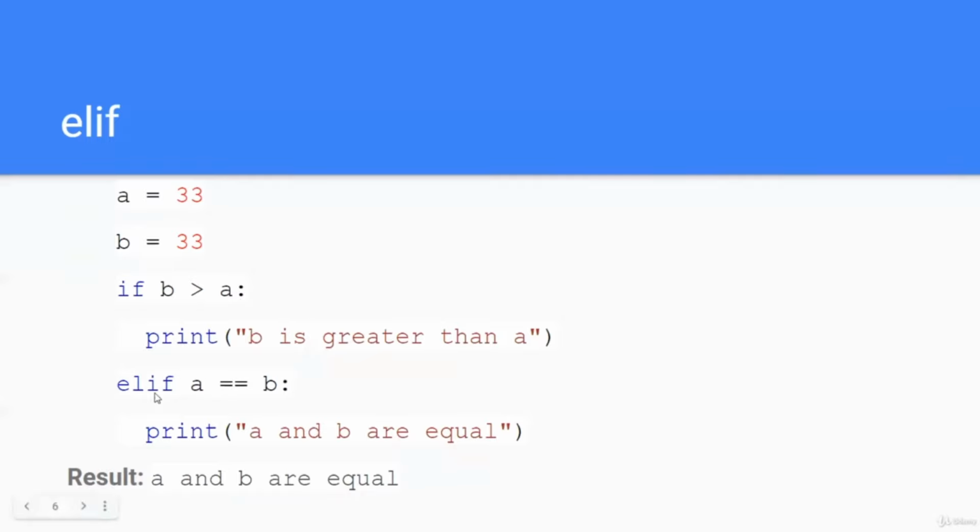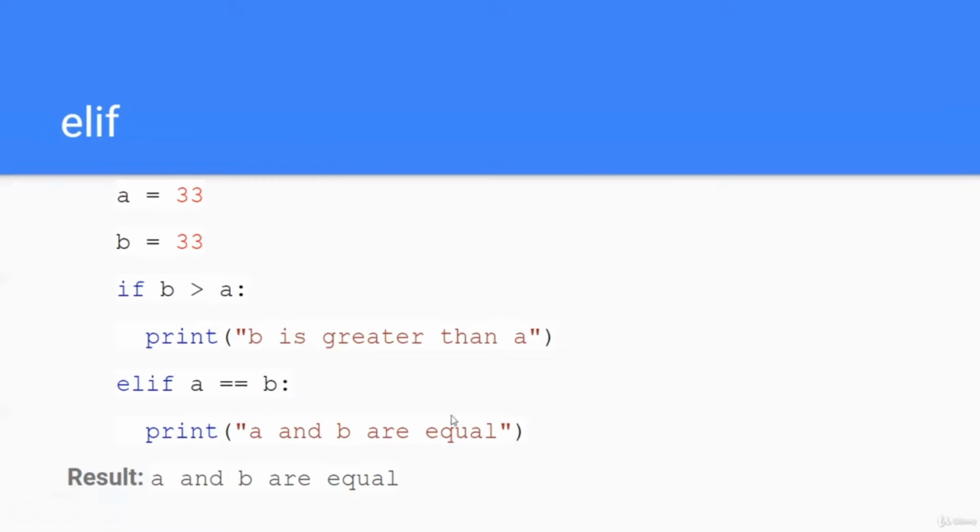Else if, you can write a condition. We want to see whether they are equal. So for that, we will write A equals to B. In this case, A is 33, B is 33. So A equals to B is the right condition. So it will execute what? A and B are equal.